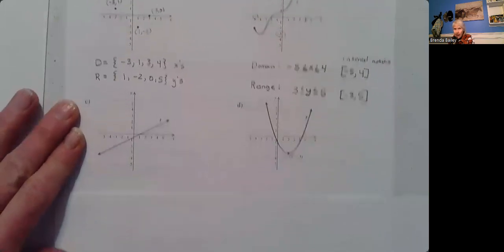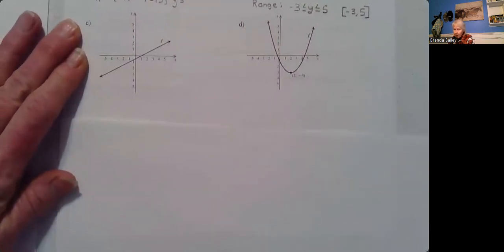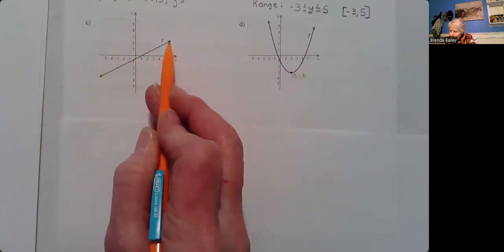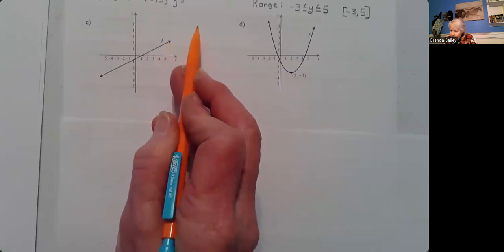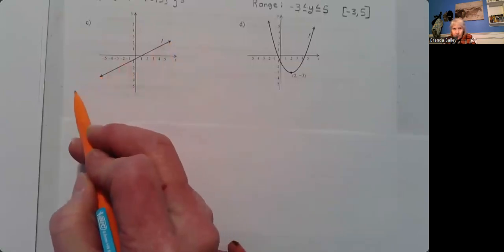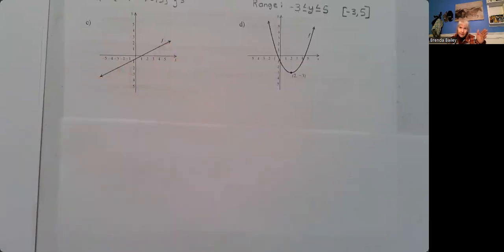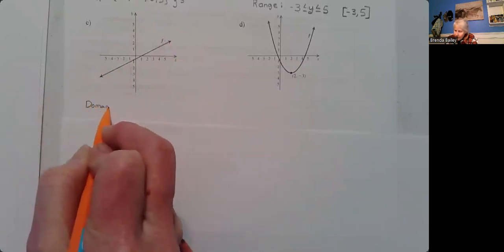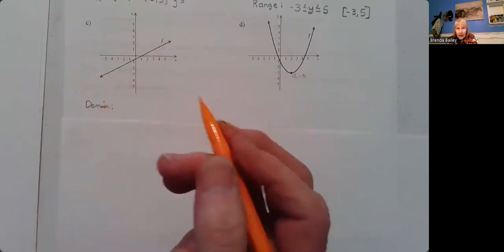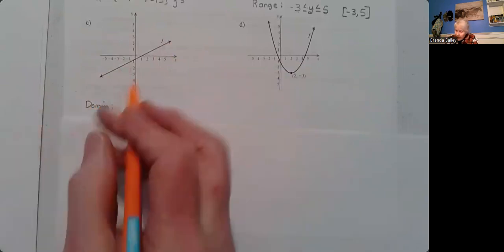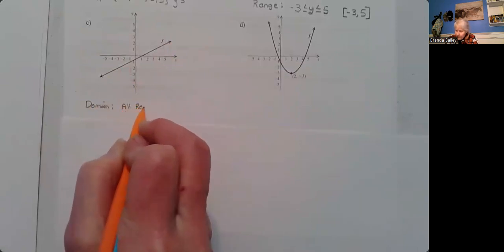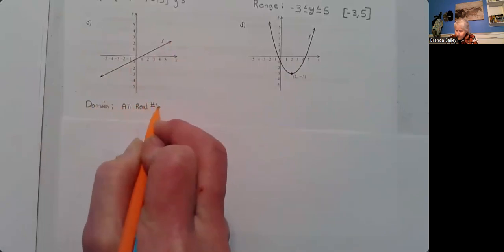So now let's look at this one right here. If we look at these x's and we look at these arrows, this arrow means that it's going to keep going in this direction and it's going to keep going in this direction. So there's no stopping point on the left. There's no stopping point on the right. So our domain in set notation, one of your choices would be all real numbers. Okay.